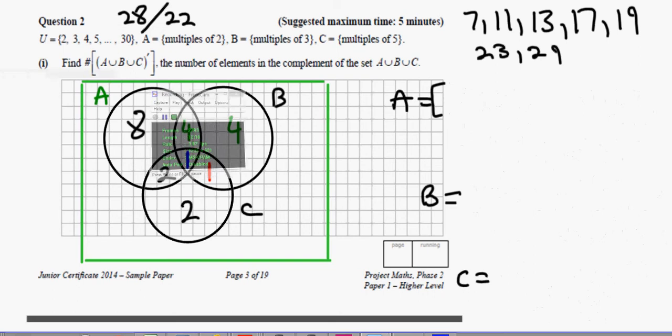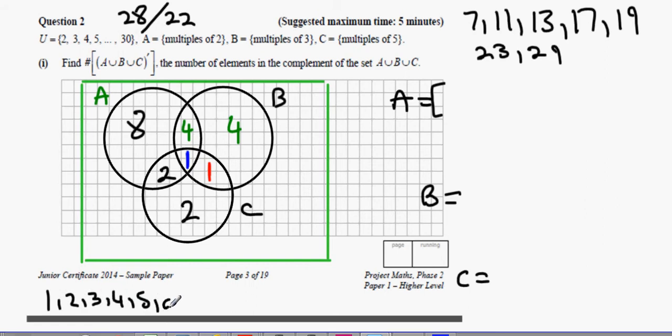Okay, so what we've got to remember is in between 1 and 30, okay? So we're going to go 1, 2, 3, 4, 5, 6, 7, 8, 9, 10. In between 1 and 10, we have 10 numbers, okay? Now, if we take away the number 1, that leaves 9 numbers, okay? So we actually have 29 numbers in total.